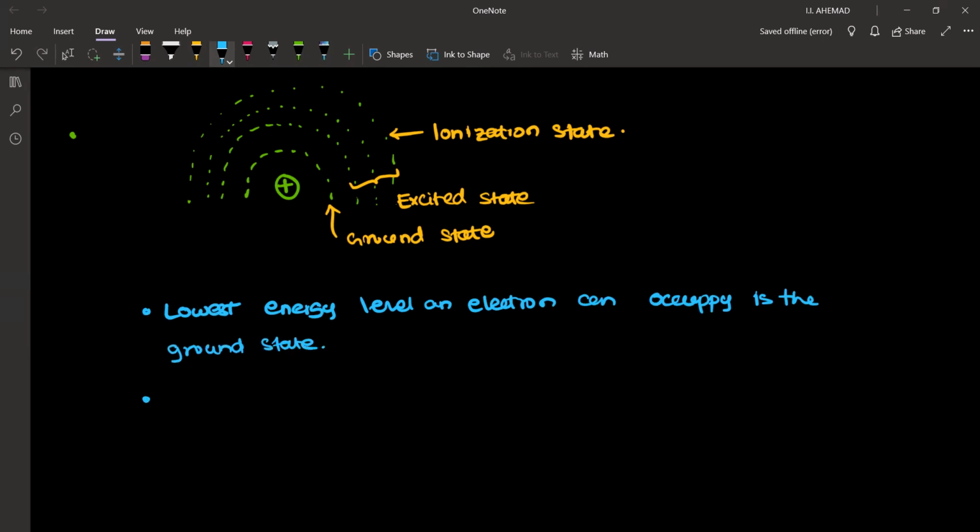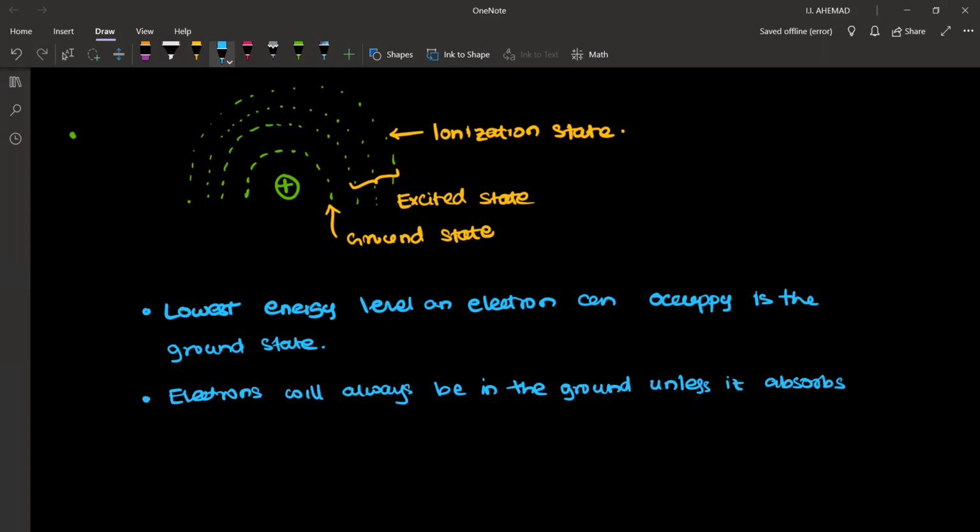Next point, electron will always be in the ground state if it doesn't absorb energy. Electrons will always be in the ground state unless it absorbs energy. If it absorbs energy only, it can get to other levels.